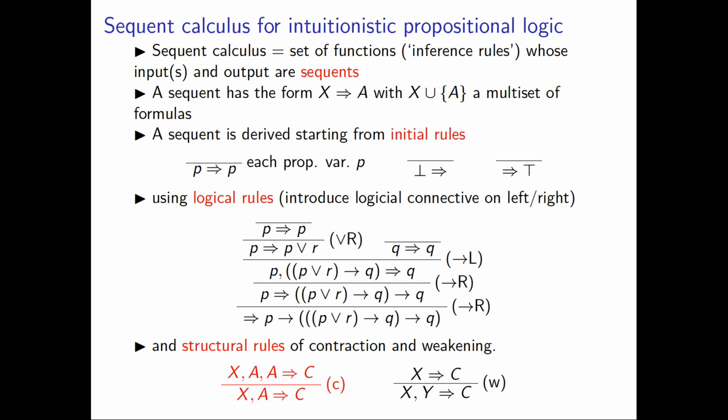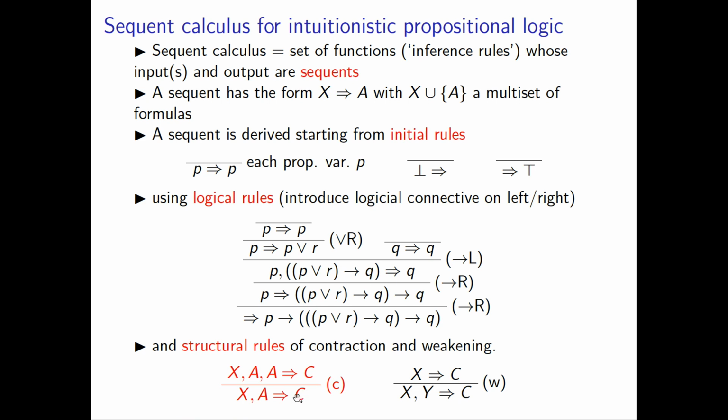Then a derivation is constructed starting from initial rules by applying the logical rules and the structural rules. The logical rules introduce a logical connective on the left hand side, that's the antecedent, or on the right hand side of the sequent at each step. For example, in the derivation that I've shown on the screen, you can see that it starts with this initial rule over here, and then disjunction is introduced on the right hand side. Here implication left is introduced, and you proceed downwards, creating more and more complex sequents.